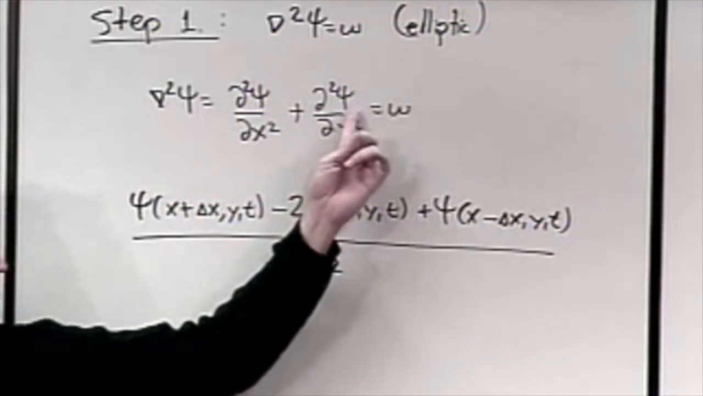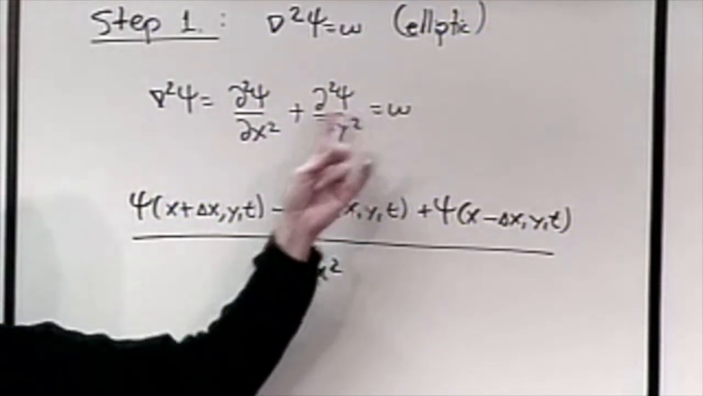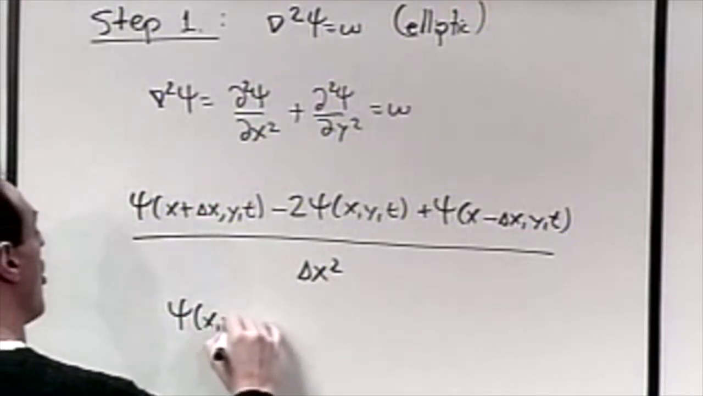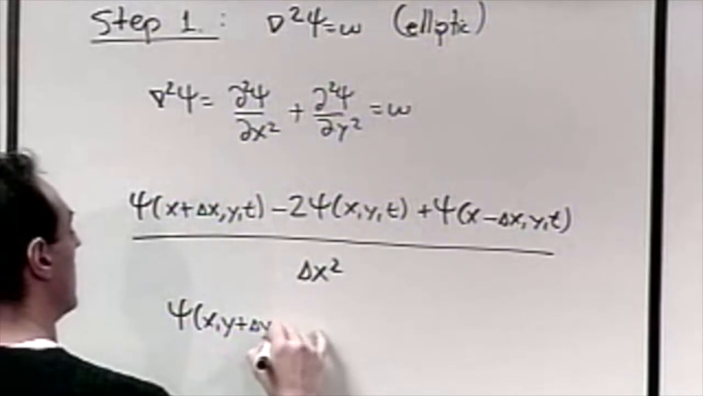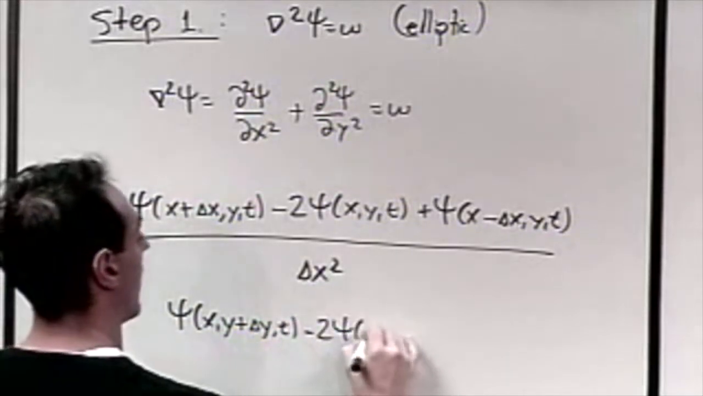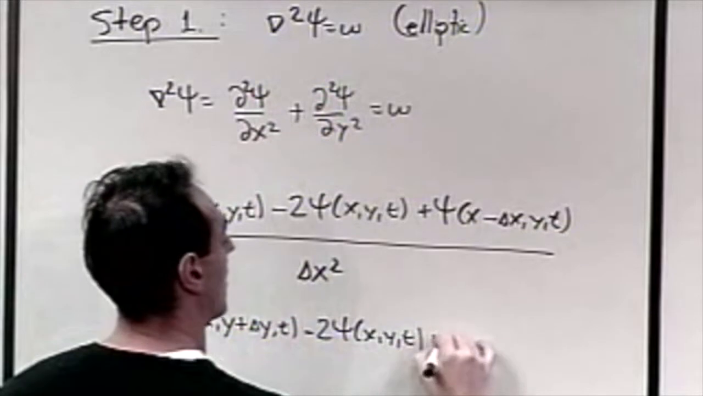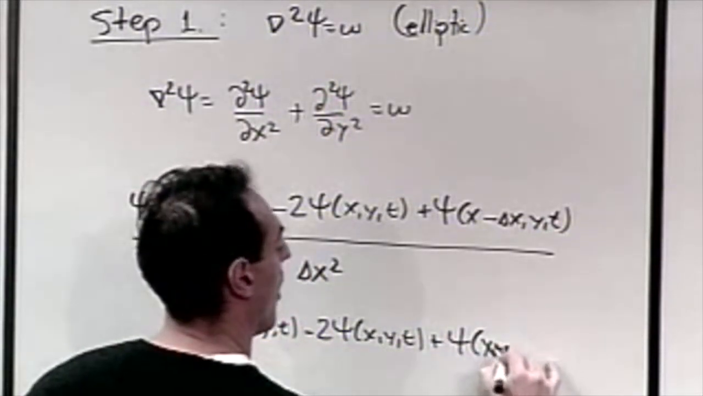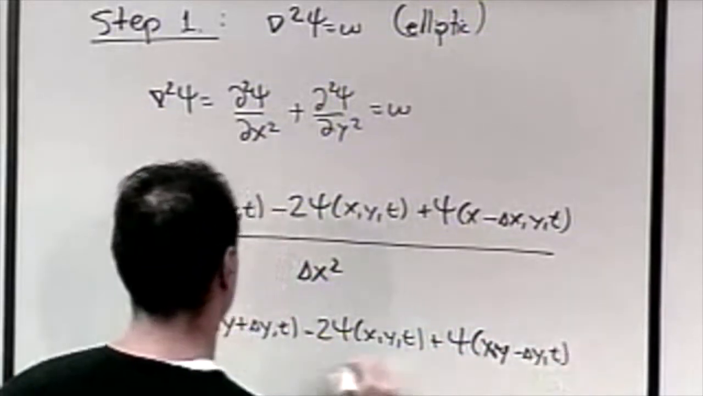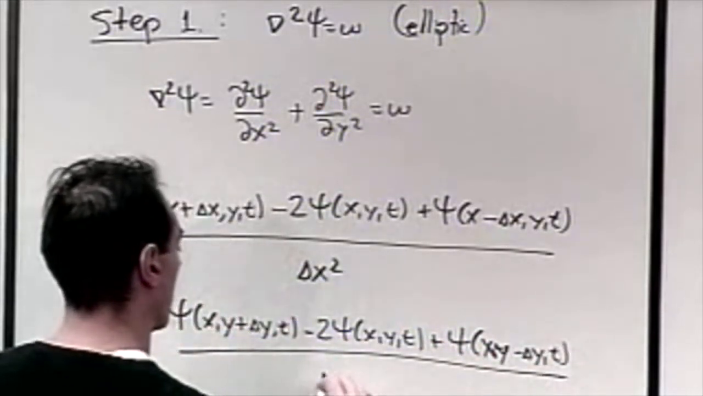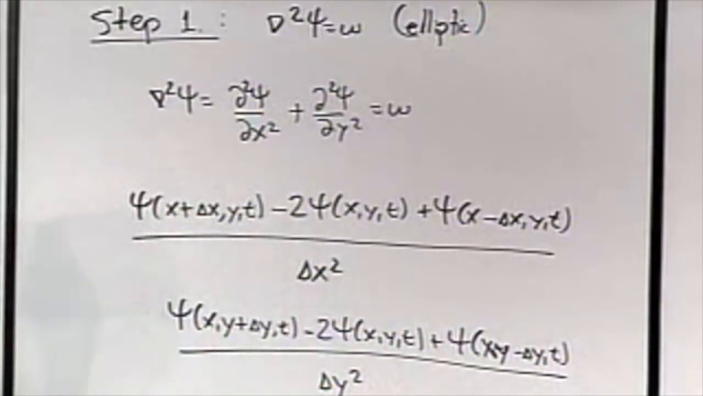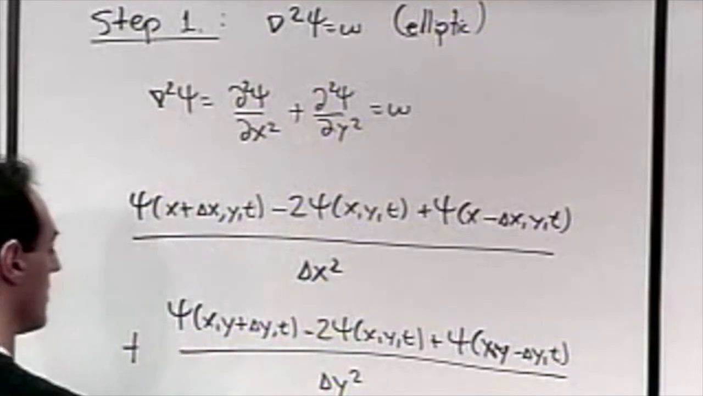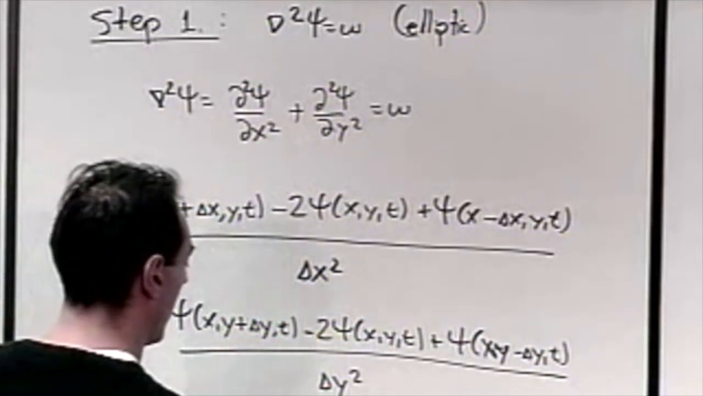I can use a similar formula for y, taking a partial with respect to y. So what do I get there? Well, then I get psi of x, y plus delta y, t, minus 2 psi of x, y, t, plus psi of x, y minus delta y, t, all over delta y squared. That is the approximation to this derivative. So I have this plus this, and that's equal to omega at x, y, t.